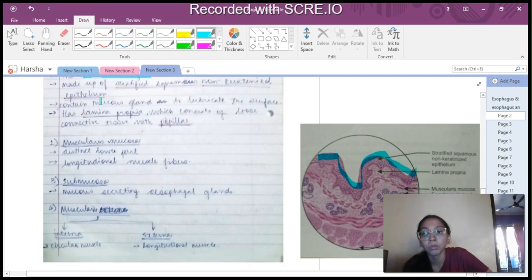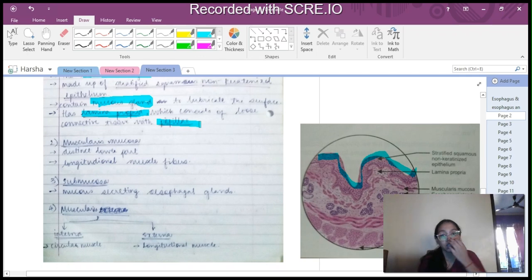It contains mucosa, meaning mucus glands, to lubricate the surface of the lamina propria, which consists of loose connective tissue with papillae. This is the lamina propria layer. So in order to lubricate the lamina propria, this tunica mucosal layer is present above it. Below it is the muscularis mucosa. The muscularis mucosa is the distinct lower part, and it has longitudinal muscle fibers.